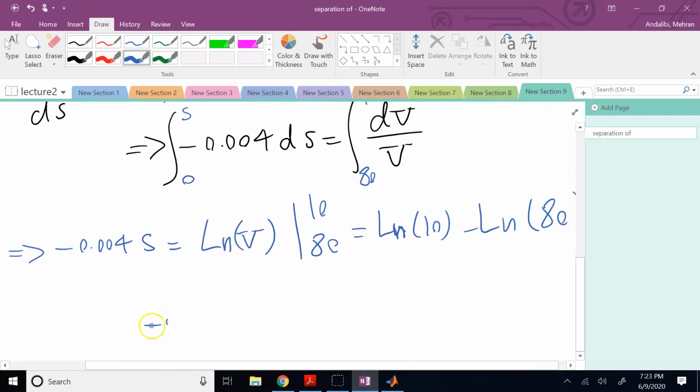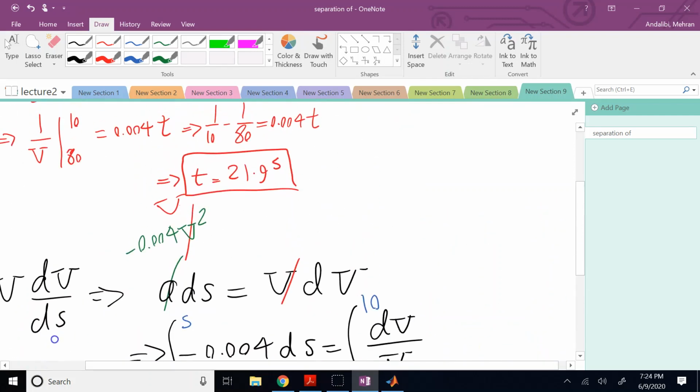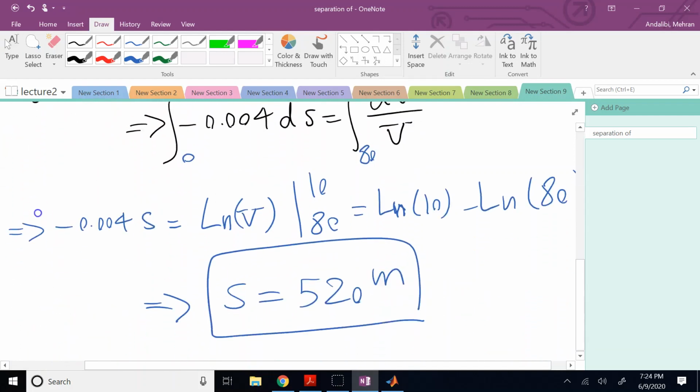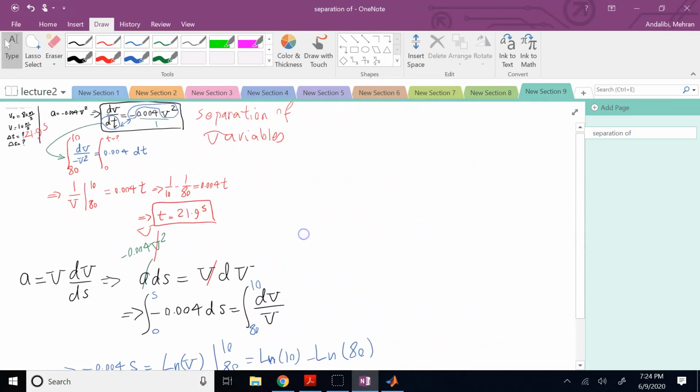And if you solve for s or delta s in this case, because again I assume that initial position is 0, or it doesn't matter, you can just call them s1 and s2, and the difference between them is delta s. So not going to change anything. If I do that, then I'm going to find that it takes about 520 meters for it to go to that smaller speed. So this number here is going to be 520 meters.